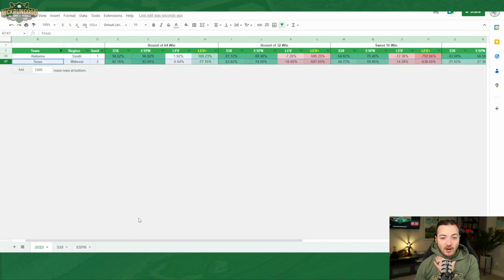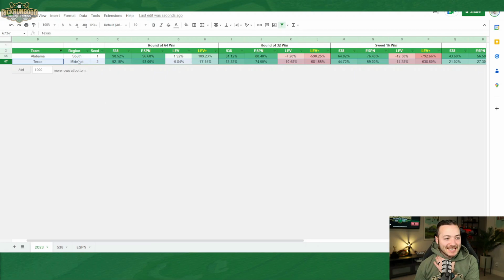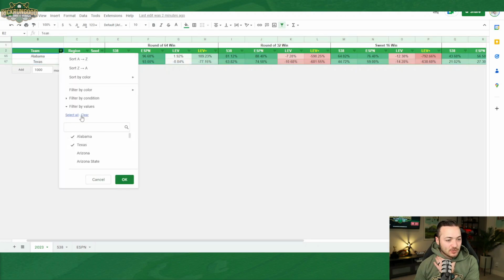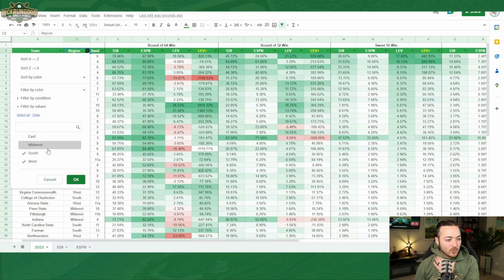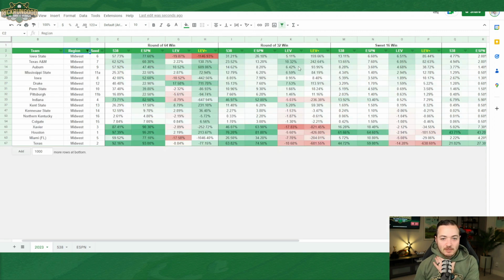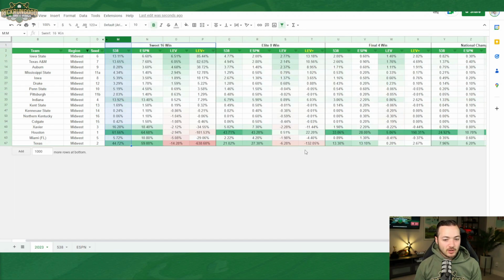So here they are. Them winning their Sweet 16 game is one of the worst leverage spots that we can get out of the Midwest. So let me actually just do this. I'll just sort by Midwest, and we'll look for teams to win their Sweet 16 game, and it's right here. Let me hide these columns for you. Texas is actually the worst.